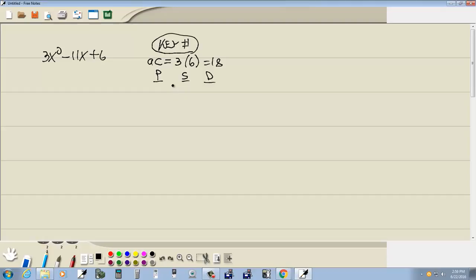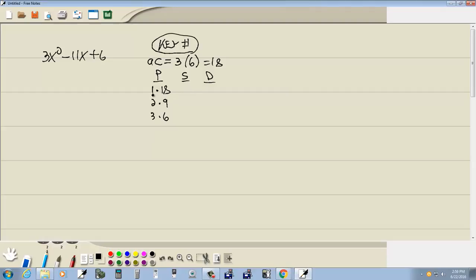Now we come up with three columns, a P column, an S column, and a D column. In the P column, we're going to write down all products that give us 18. We've got 1 times 18, 2 times 9, 3 times 6. 4 doesn't go into it, 5 doesn't, and then it'd be 6 times 3. So those are all of our products.